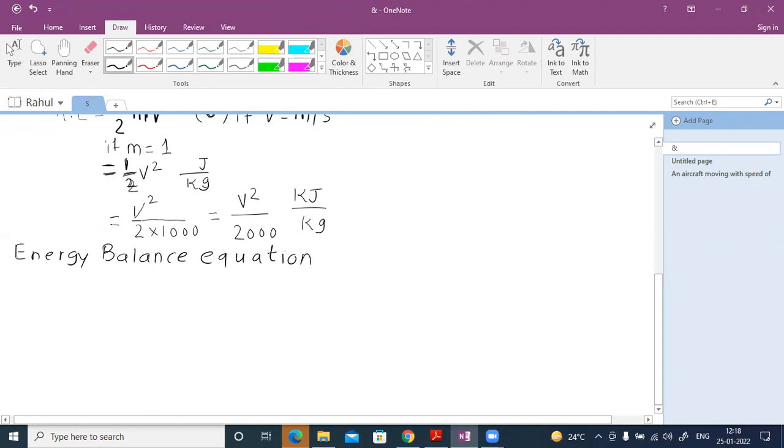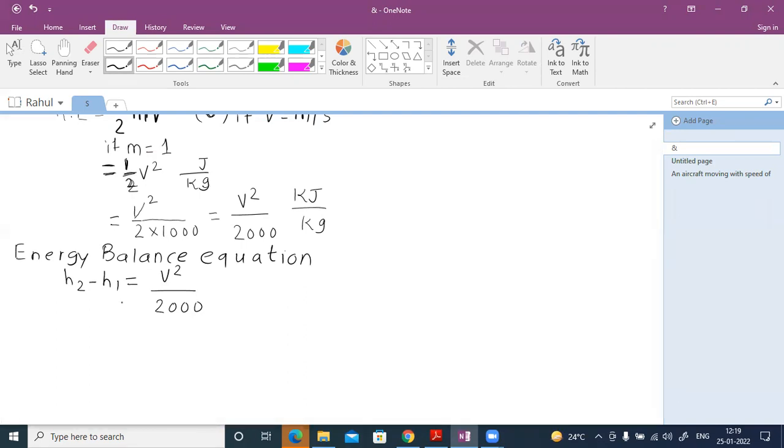We have also seen the steady flow energy equation. In that, I'm directly writing H2 minus H1 is given by V square divided by 2000. So this is the energy balance equation: energy at the inlet is equal to energy at the outlet. It is somewhat similar to the steady flow energy equation which we have seen in thermodynamics.